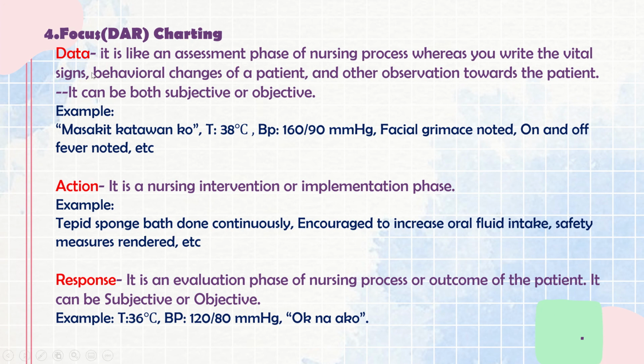And then for A, so that's for the data. We now proceed sa A. A is action. It is a nursing intervention or implementation. Okay? So, ito na yung mga ginawa natin para makatulong sa pasyente. Example, fever or ayun na nga, mataas yung temperature niya. The intervention is a tepid sponge bath. Ginawa natin siya continuously. We encourage the patient to increase oral fluid intake, safety measures rendered, among others. Kung ano pa yung different actions na ginawa mo para makatulong sa pasyente.